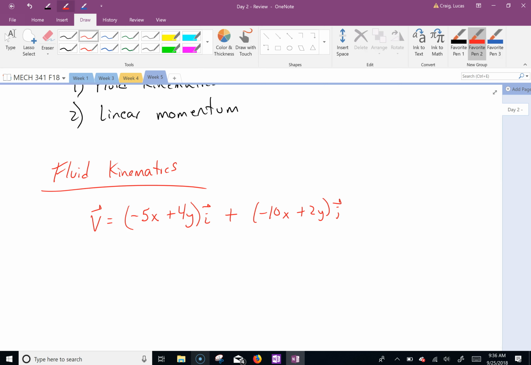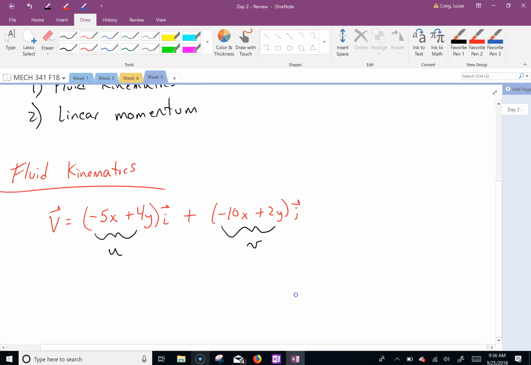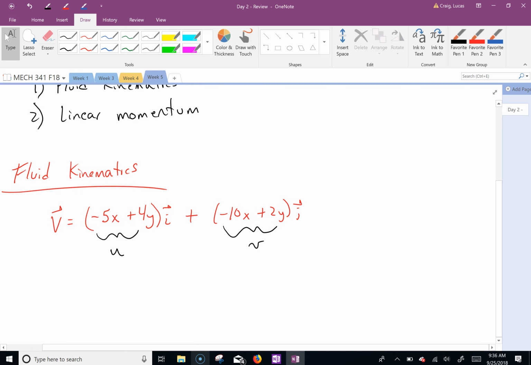So if you remember, whatever's in front of the i is what for velocity? u, yep. So this is u, and what's in front of the j? v, yep. So this is 2D. And just as a side note, how do you find the magnitude of V? Just u squared plus v squared.